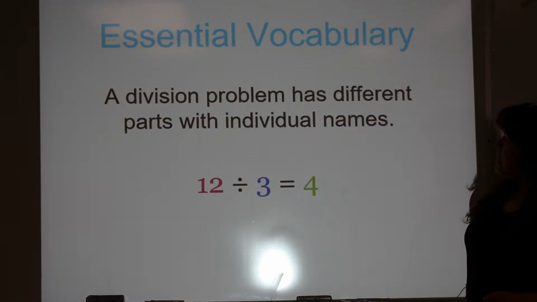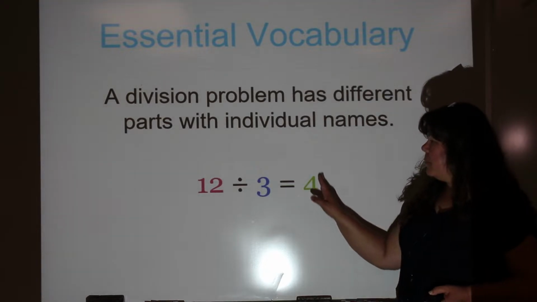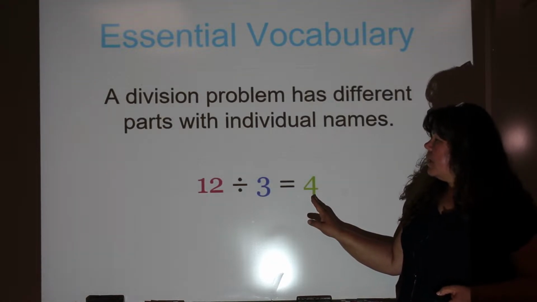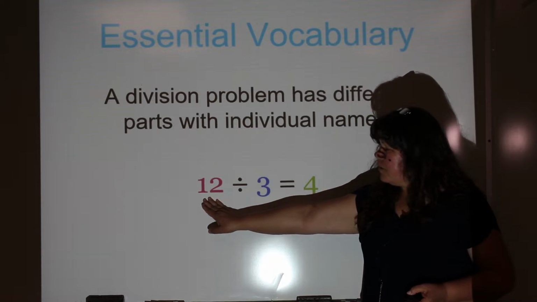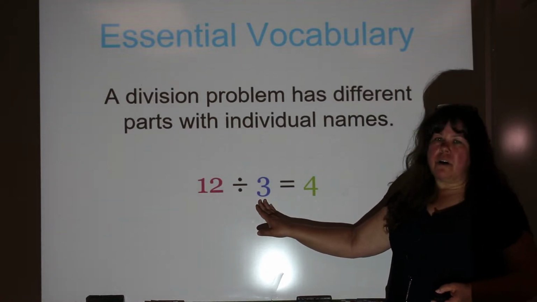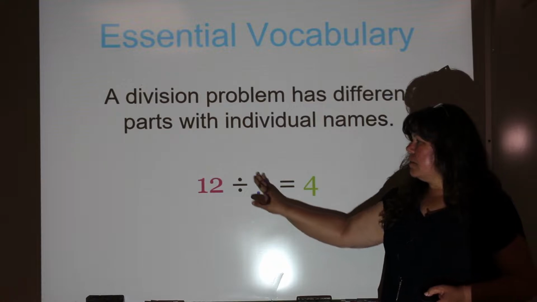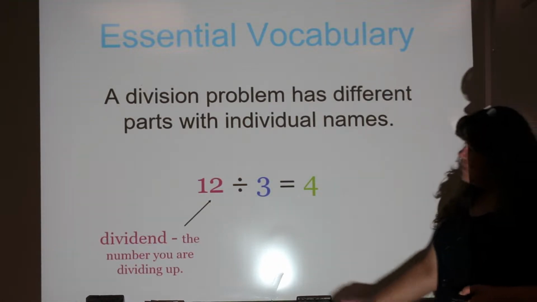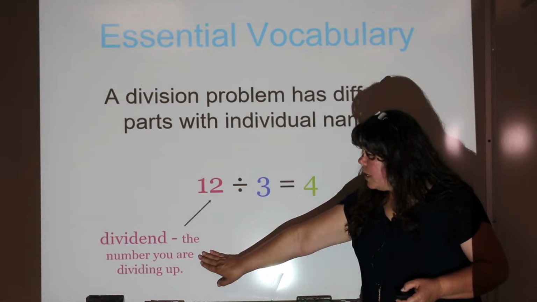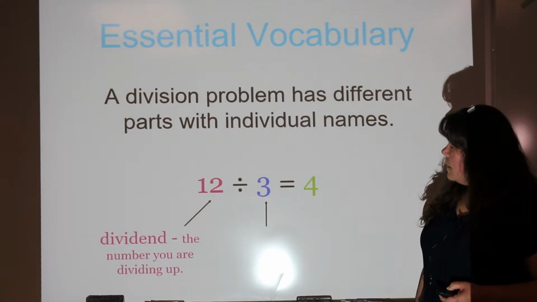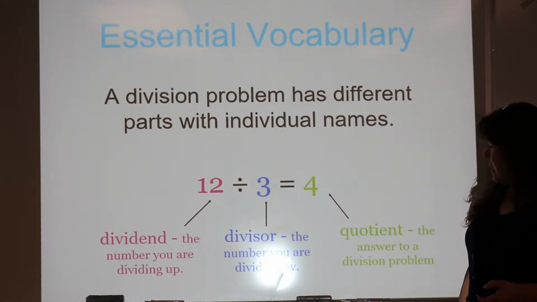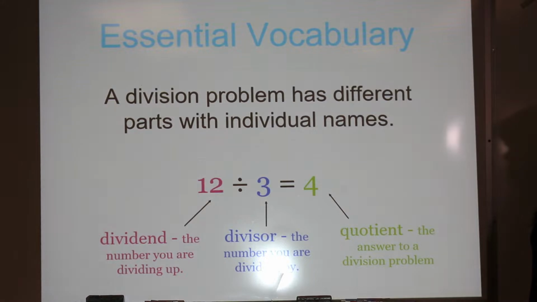So a division problem has different parts with individual names. Remember we called this our quotient at the beginning. I said that our division answer is called the quotient. And then our 12 in this case is called our dividend. And then the 3 is called the divisor. We're going to divide this 3 into the 12, the bigger number. So the dividend is the number that you are dividing up. Your divisor is the number that you're going to divide by. And then our quotient is the answer to the division problem.